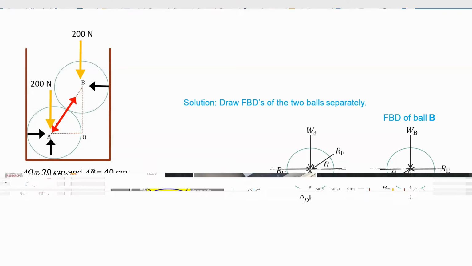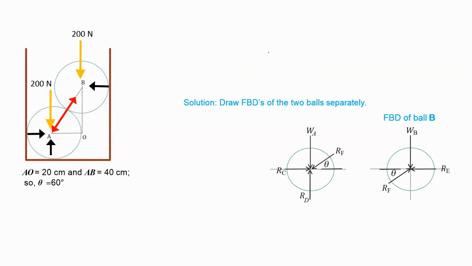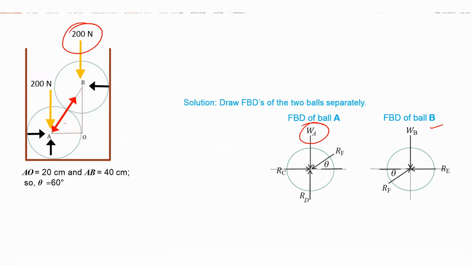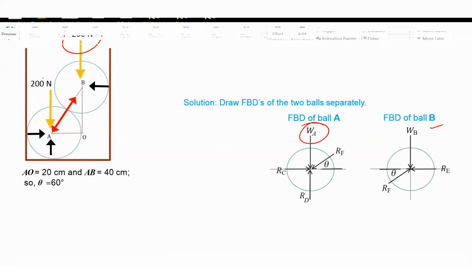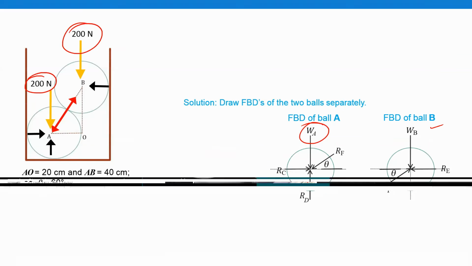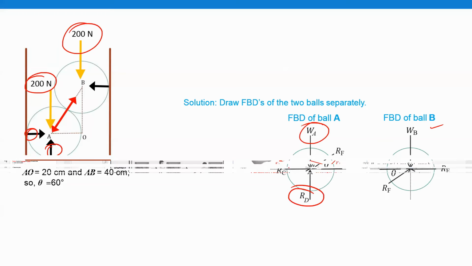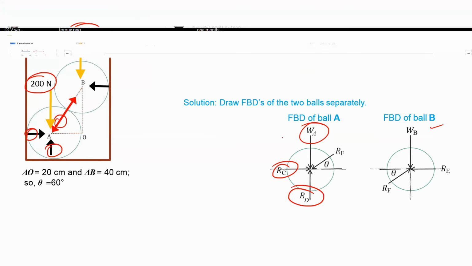Fine. Now I can draw the spheres or balls separately. This is the FBD of ball B and this is the FBD of ball A. As you can see, this is 200 that I have considered here, and this is ball A. That means this W is representing this 200 Newton force, and this is RD. RD is this normal reaction, RC, RF.